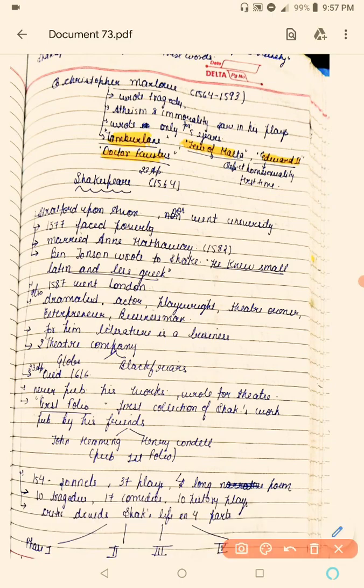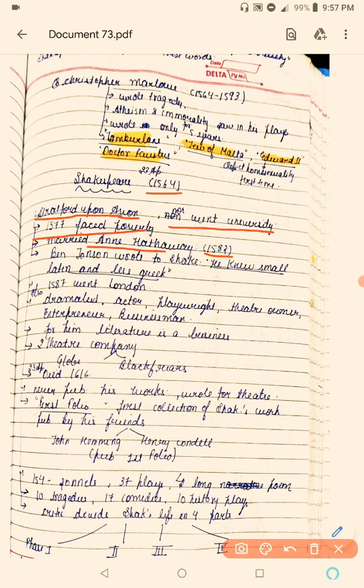The time period of Shakespeare was 1564. He was born in Stratford upon Avon. This is the place where he was born. And he didn't go to any university. In 1577, he faced poverty, and his wife's name was Anne Hathaway.